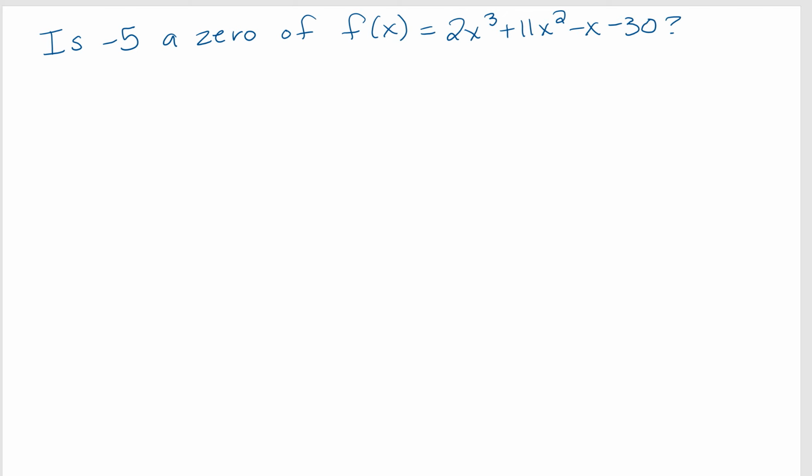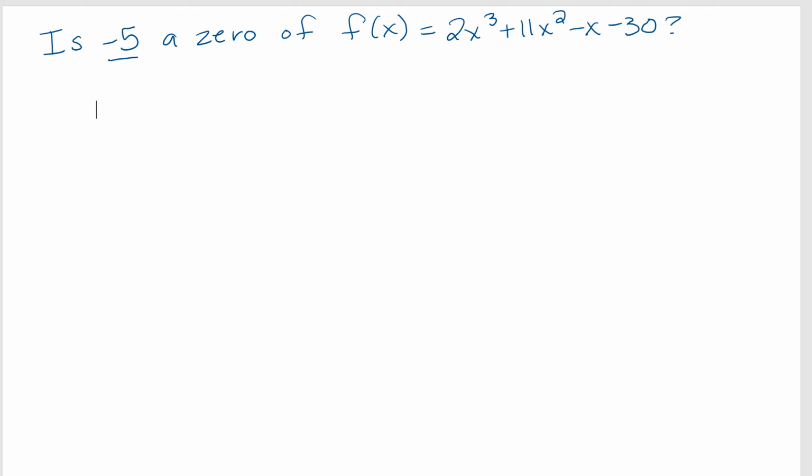Hello, my wonderful students. I've been asked this a lot, so I want to take a minute and explain how to work this problem. The problem is: is -5 a zero of f(x) = 2x^3 + 11x^2 - x - 30? We're given a function and a value, and we're testing to see if this value is a zero of the function. We're going to use synthetic division to do this test.